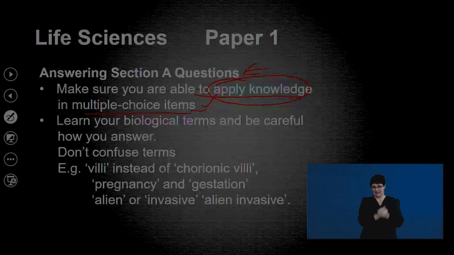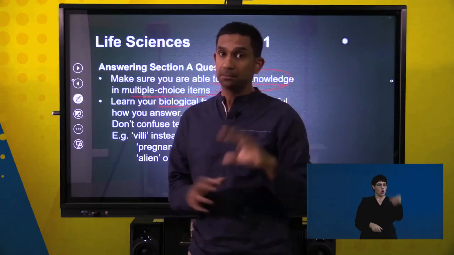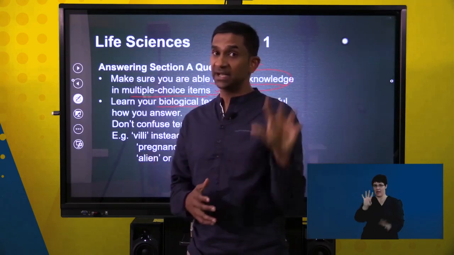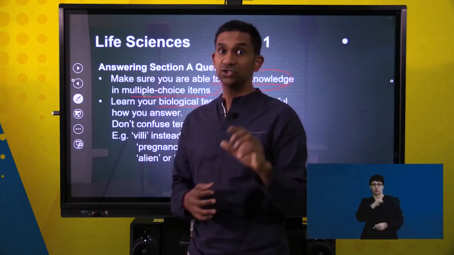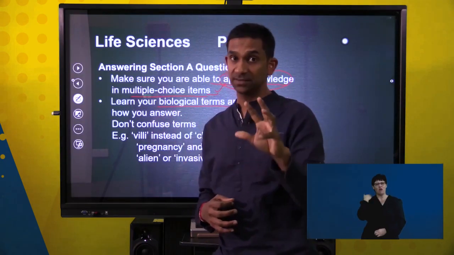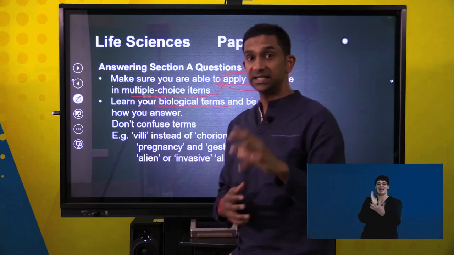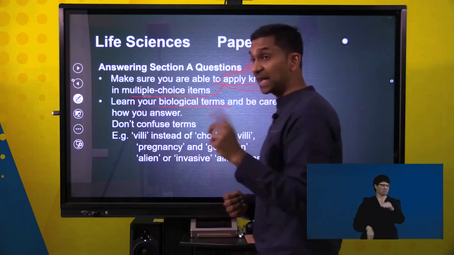The next part of it is knowing your biological terms. Section A often has a column A and a column B matching the terms. It might have true and false, and hence you've got to know your terminology. And hence having that list of vocab or terms ensures that you can access these questions easily and have maximum marks banked at the end.